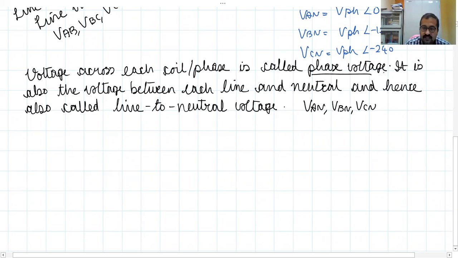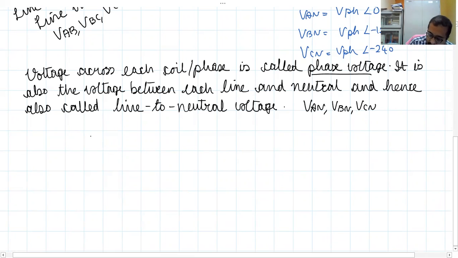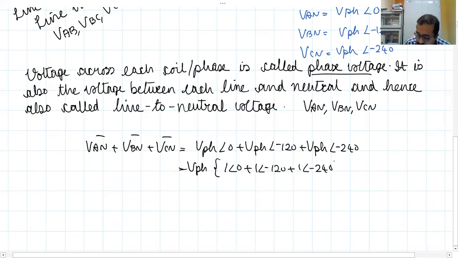Since it's a symmetric system, magnitudes are equal. Okay, so can you tell me what will be the phasor sum of VAN, VBN, and VCN? It's a symmetrical system, it's a balanced system. How will you find that? You just substitute these things. VPH angle 0 plus VPH angle minus 120 plus VPH angle minus 240. Or if you take VPH common, you get VPH into 1 angle 0 plus 1 angle minus 120 plus 1 angle minus 240. It will be equal to 0. Why is it 0? Because it is a balanced, symmetrical system.